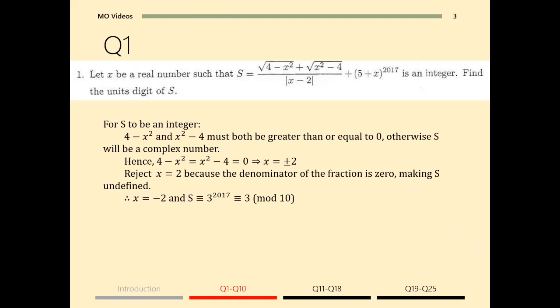On the right side, you have 3 raised to 2017. The last digit cycles through 3, 9, 7, and 1, and since 2017 is a multiple of 4 plus 1, the last digit of s would be 3, so the answer is 3.